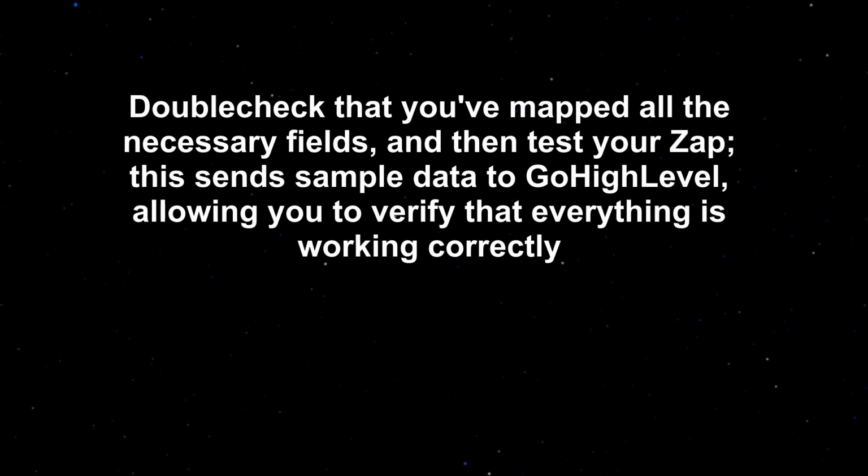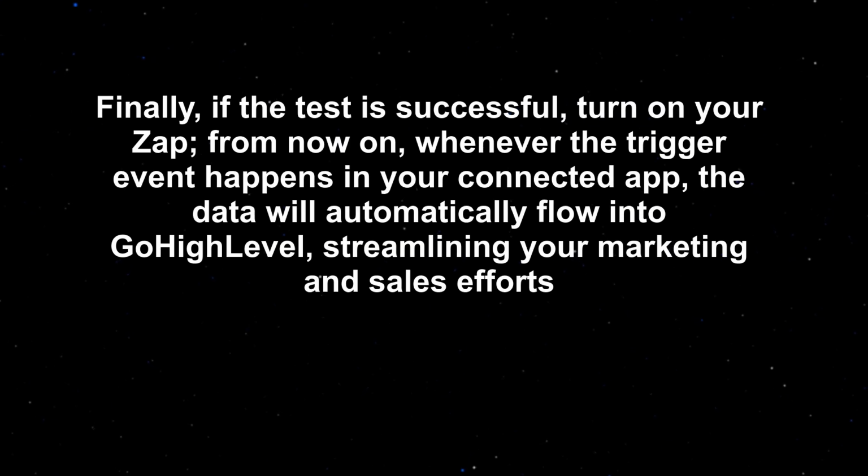Double-check that you've mapped all the necessary fields, and then test your Zap. This sends sample data to GoHighLevel, allowing you to verify that everything is working correctly. Finally, if the test is successful, turn on your Zap. From now on, whenever the trigger event happens in your connected app, the data will automatically flow into GoHighLevel, streamlining your marketing and sales efforts.